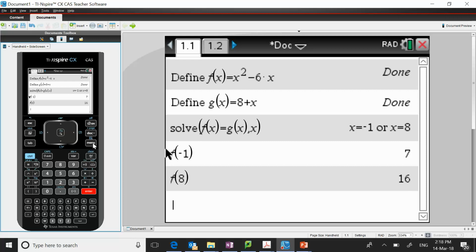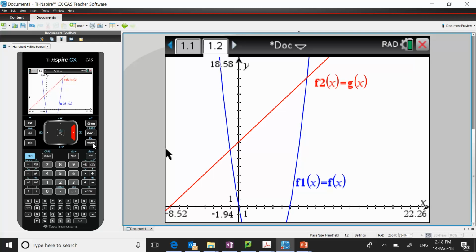Let's say you didn't want to use the calculator section. Let's say you wanted to do it through a graph. So you got up to this step, you define f of x, you define g of x. How do you find points of intersection? Points of intersection, same thing.